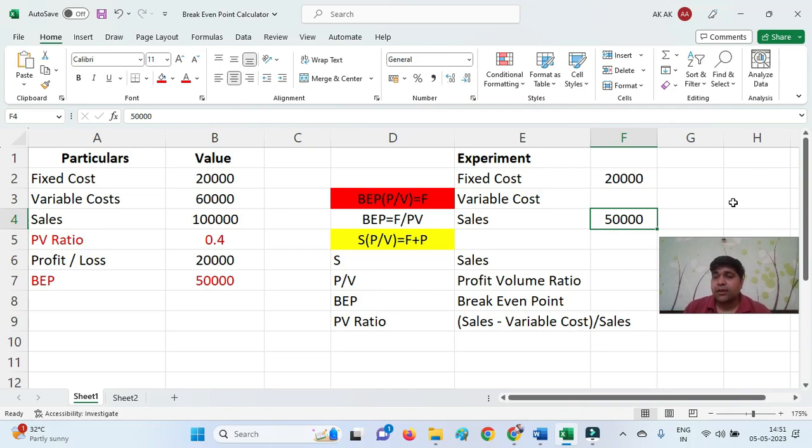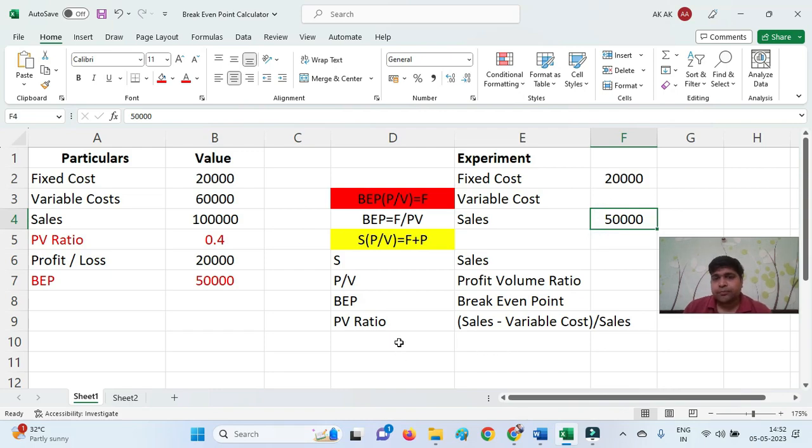How do I test it? At this point there should be no profit, no loss. So variable cost should be 30,000, so that 30 plus 20 is 50. So there is no profit and no loss, right? Whether it comes to 30 or not, that I have to prove. If it comes to 30 with the same profit volume ratio of 0.4, then my BEP is right.